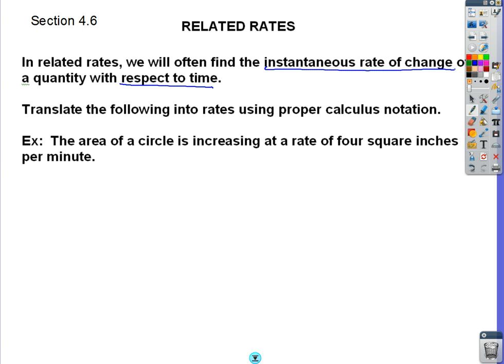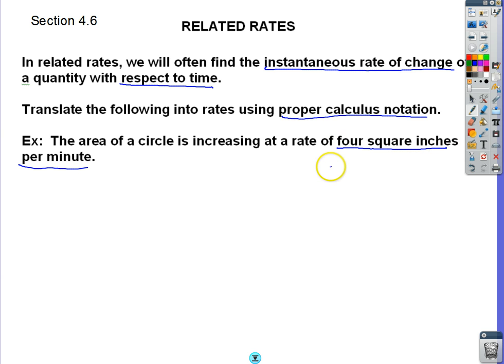So what I'm going to do is give you guys some English, and I want us to translate it into proper calculus notation, okay? Complete with fingers in the air. So the area of a circle is increasing at a rate of 4 square inches per minute, okay? So you guys can probably write this part, the 4 square inches per minute.